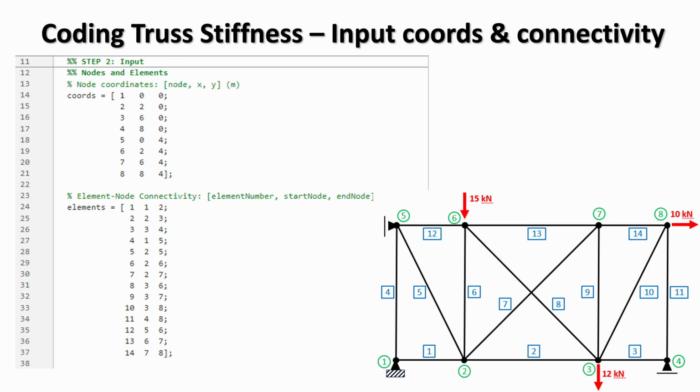Second, the connectivity matrix defines how the nodes are linked together to form elements. Each row represents a member and identifies its start and end node. For instance, the first entry, that's member 1, is between nodes 1 and 2. Diagonal member 7, for example, is defined between nodes 2 and 7. Together, these two inputs completely describe the structure. The coordinates define where the nodes are, and the connectivity defines how they're connected. For a truss, this is sufficient to determine each member's length and orientation, which we will use shortly when forming the stiffness matrices.